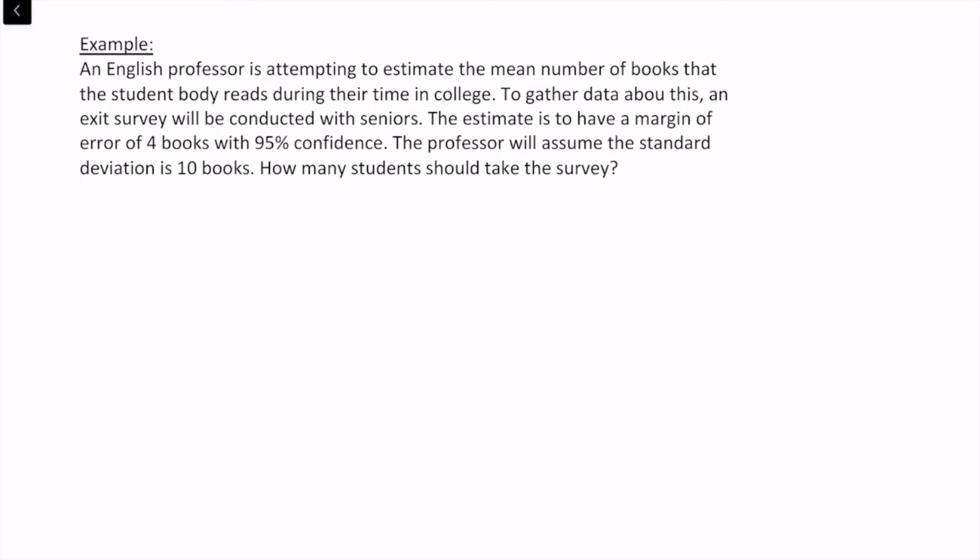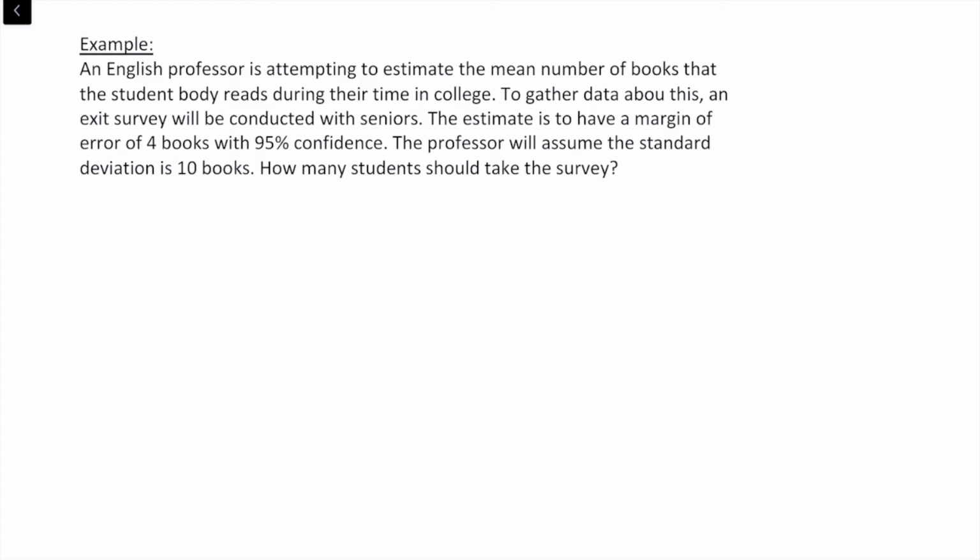An English professor is attempting to estimate the mean number of books that the student body reads during their time in college. To gather data about this, an exit survey will be conducted with seniors. The estimate is to have a margin of error of 4 books with 95% confidence. The professor will assume the standard deviation is 10 books. How many students should take the survey?